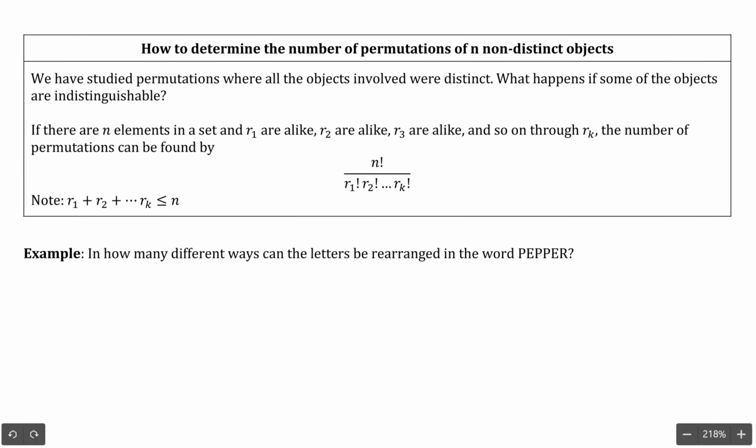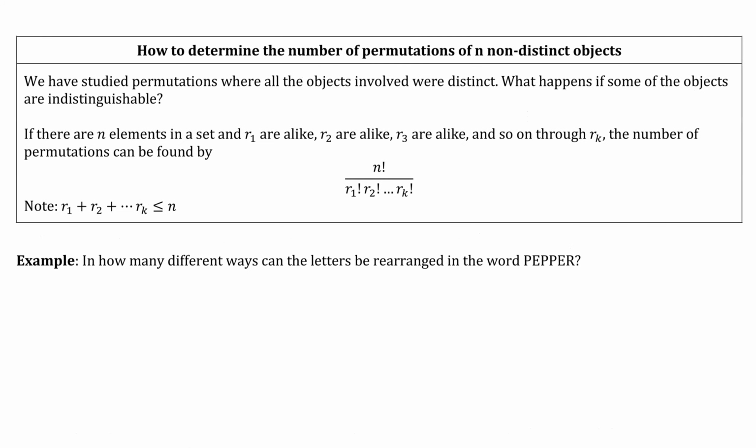In this video, we are going to determine the number of permutations of n non-distinct objects. So how is this different? Think about a word like pepper. If we were going to rearrange the letters of the word pepper, we would start by determining, okay, how many spaces do we have? 1, 2, 3, 4, 5, 6.